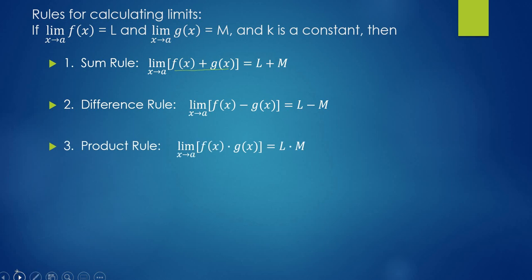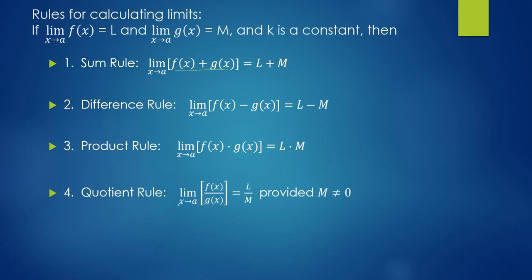Product rule, same thing with a multiplication sign. Pause and write these down. The quotient rule, same thing, but with a division sign, and we have to make sure that m does not equal 0 for this to work. And the last one, if the limit of a function is multiplied by a constant, then the limit is also multiplied by that constant.